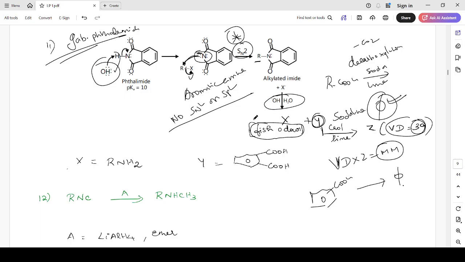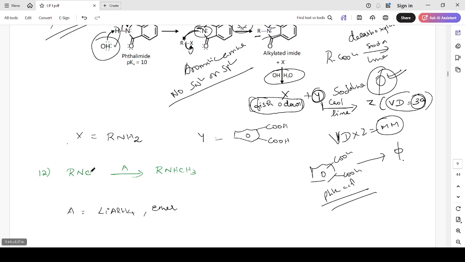Now I again go for base hydrolysis where I cleave it so that it is forming 2 moles of carboxylic acid. What is this? This is phthalic acid. Correct? So which upon treatment with soda lime would give you benzene.